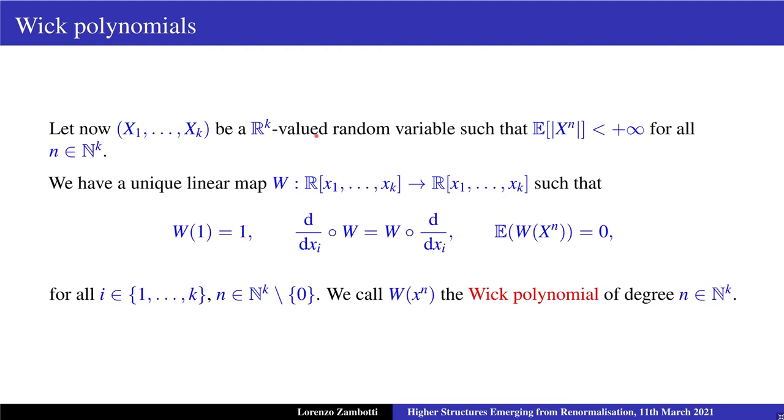Wick polynomials are an algebraic object that you can associate with any random variables. Actually, it's just a finite-dimensional one, but it's just to explain. So you can build a map W on polynomials in k variables to polynomials in k variables, commuting variables of course. Here there is no difficulty in this sense, which satisfies these three properties. They commute with the partial derivatives, and they center all non-trivial monomials, and these are called the Wick polynomials of degree n.